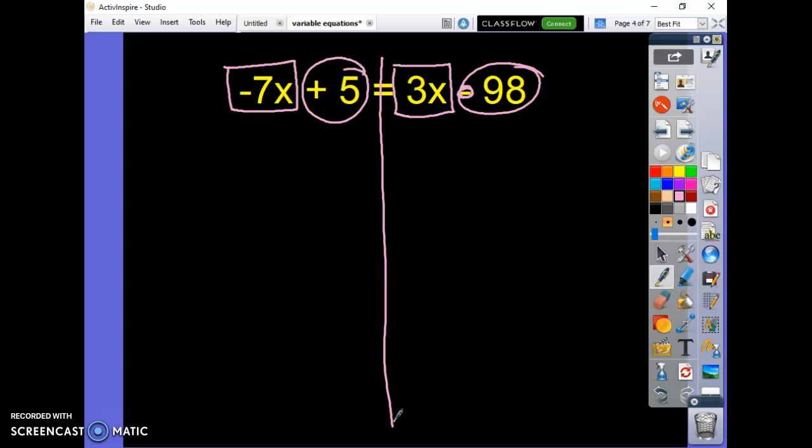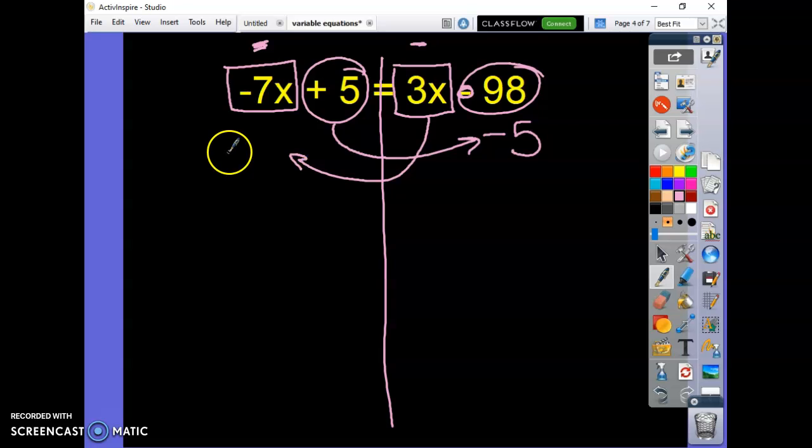So we need to make 2 moves here before we can do anything. The circle needs to join the circle, so the 5 needs to go over to the -98. When you cross the line, you change the sign. So +5 becomes -5. The box here needs to go to the box here. So again, when you cross the line, you change the sign. +3 would become -3.